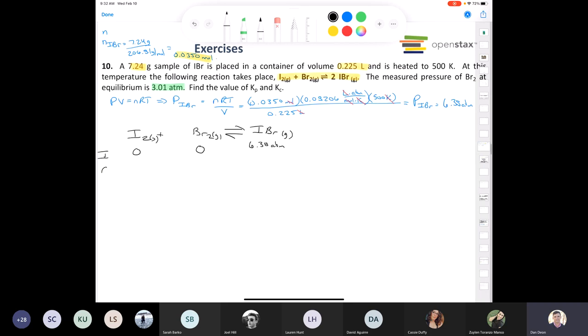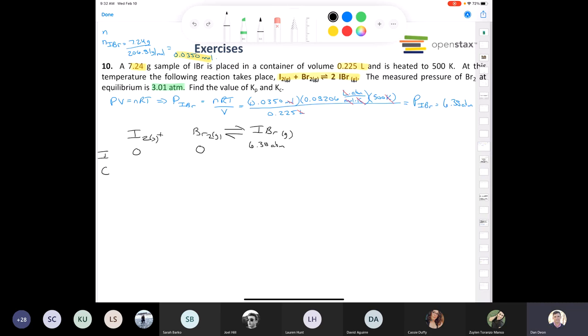Then some kind of change occurs. Now, here's where you have to apply Le Chatelier's principle. If we start with only IBR and no reactants, could anybody tell me which way the equilibrium is going to shift? Towards the left, reactants, or towards the right, products?